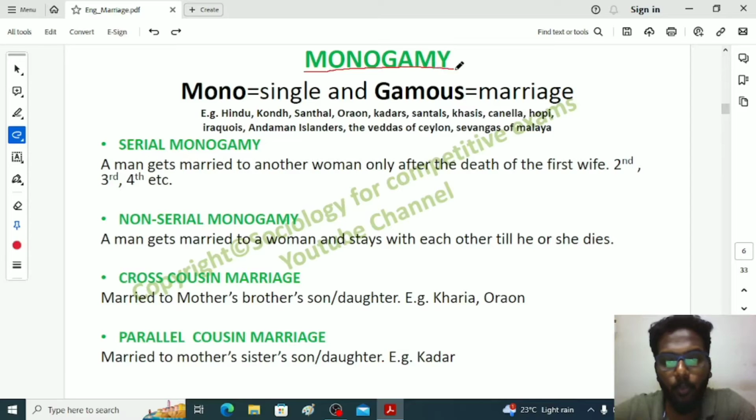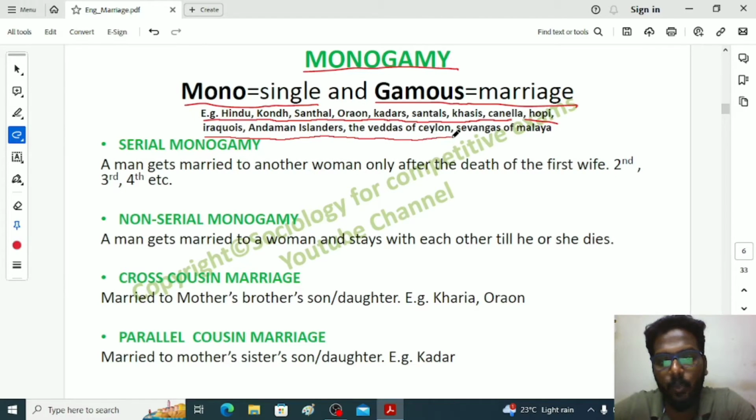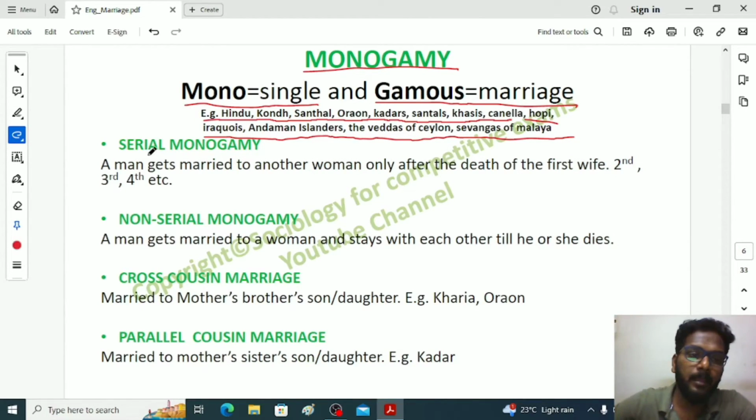Now moving on to monogamy. Mono means single. It is a Greek word. Gamy is also derived from the Greek word gamos, which means marriage. Monogamy is very familiar among Hindu, Gond, Santal, Oraon, Kadars, Khasi, Kannada, Hopi, Iroquois, Andaman Islanders, Veddas of Ceylon and Semangs of Malay. Monogamy has four different forms.